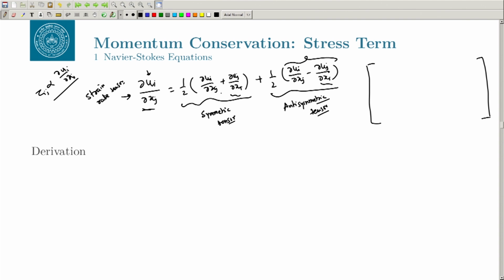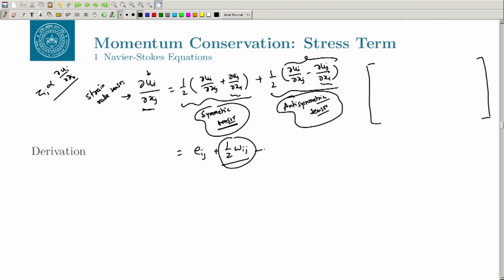What does it do? It basically deforms the fluid element, right. So, this is what is important for your stress. This anti-symmetric tensor will not cause you any stress because this is a vorticity and that will give you the rotation, right. So, the symmetric tensor is what is important for the derivation of stresses. So, I will write it as Eij, and this will be basically half omega ij, but remember, this is not contributing to stress. And this is anti-symmetric, you can see it easily.